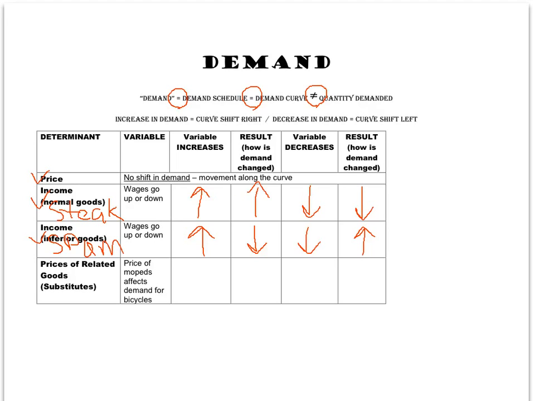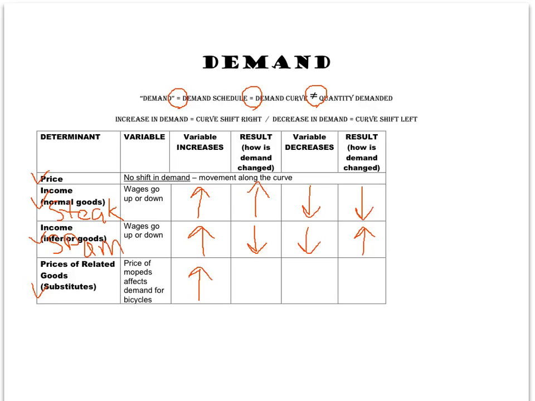So that's income. Let's consider prices of related goods. And there are two kinds of those. One kind of related good are substitutes. So let's consider this: mopeds and bicycles. Mopeds are motorized bicycles. They have pedals. You know what bicycles are. So let's say the variable is the price of mopeds. Let's say the price of mopeds goes up. How does that affect demand for bicycles?